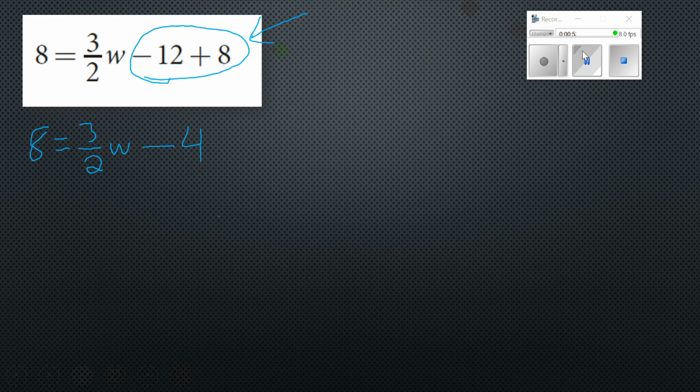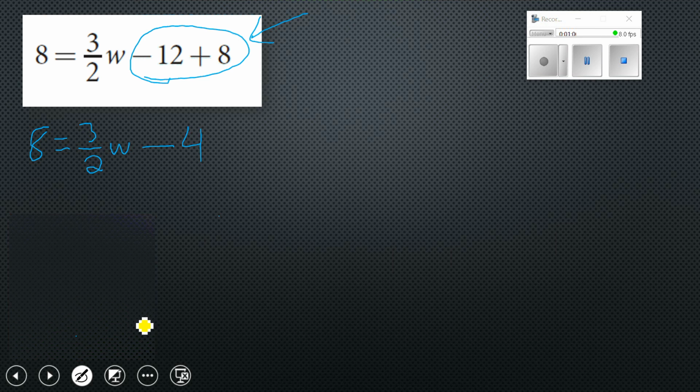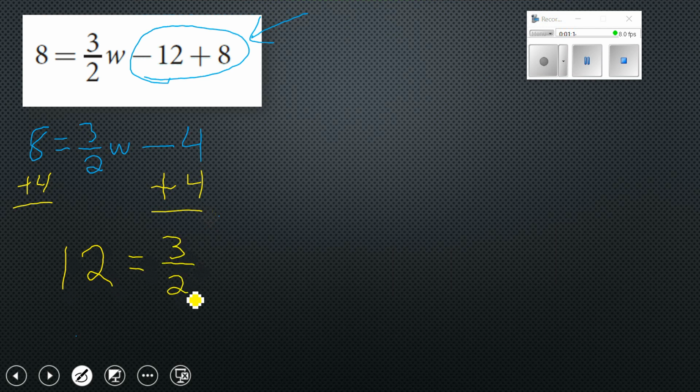Okay, so our next step is to get rid of the minus 4 here. So what we're going to do is move the minus 4 by adding 4 to both sides. So plus 4 and plus 4, and then we'll rewrite the equation. The equation now looks like 12 equals 3/2 w. We've gotten rid of the minus 4 there.